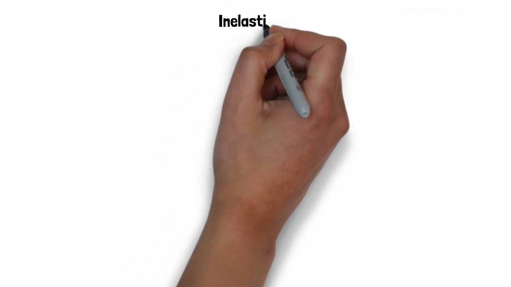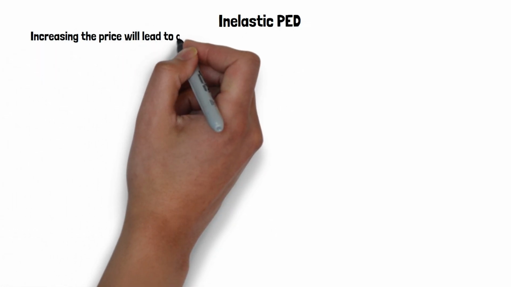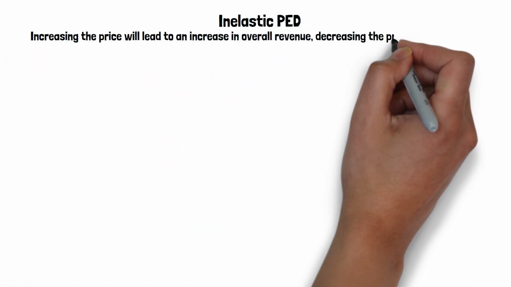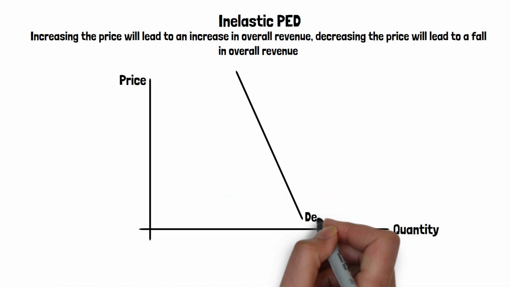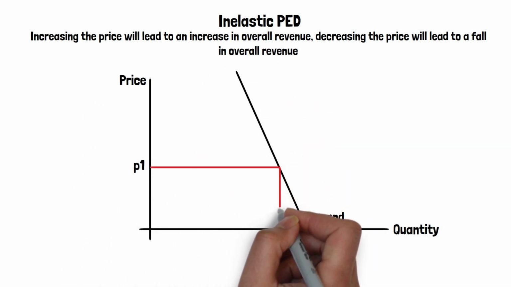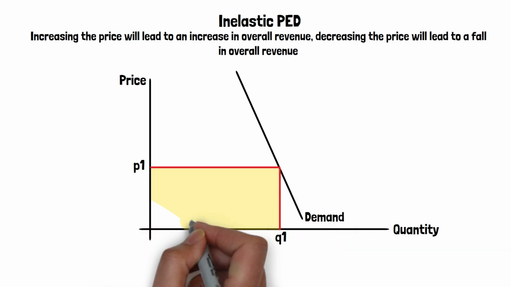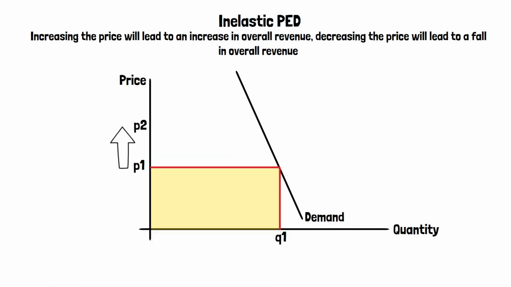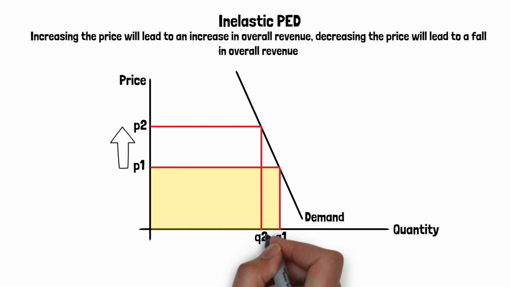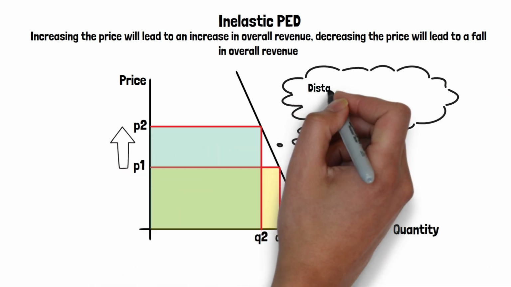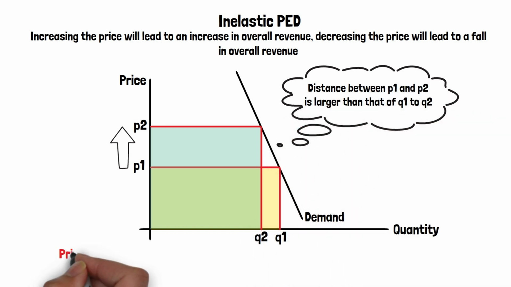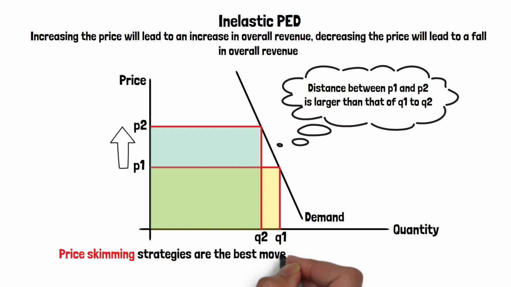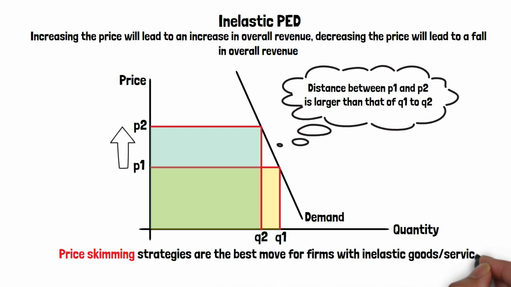Now we can move on to inelastic PED. Increasing the price will lead to an increase in total revenue, and decreasing the price will lead to a fall in overall revenue. An inelastic demand curve can be shown by a line with a very steep gradient. At P1, the total revenue is represented by this yellow shaded area. However, if we were to increase the price to P2, this green shaded area is the new total revenue, and we can see it is a larger box. The distance between P1 and P2 is larger than that of Q1 and Q2. Therefore, price skimming strategies are the best move for firms with inelastic goods or services.